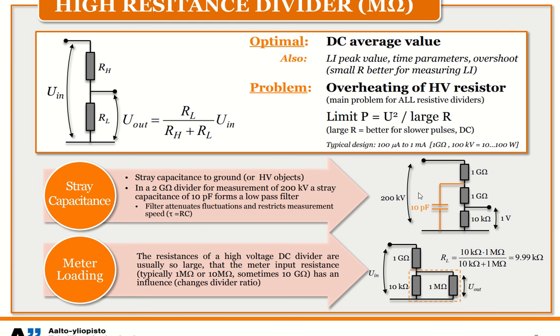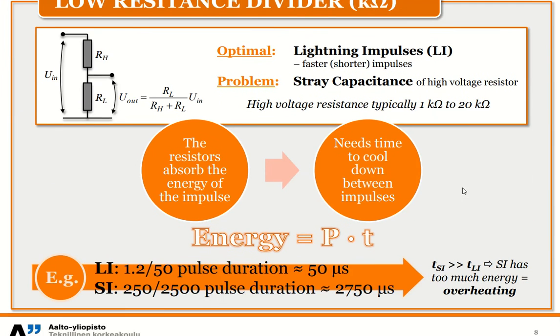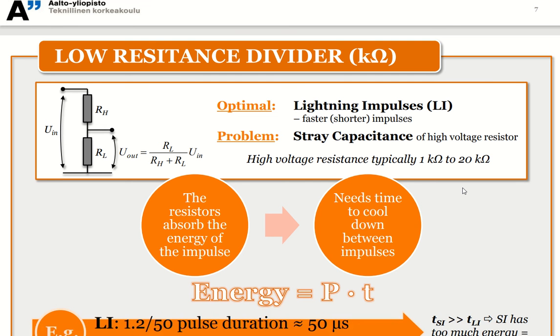So this one is the connection of the high resistance divider, and then this one is for the low resistance divider. You can remember from the table that there are two types of resistive voltage divider: a high resistance one and a low resistance one. The low resistance is optimal for the lightning impulse, the faster shorted impulse. For the low impedance, the problem is still the stray capacitance of the high voltage resistor.